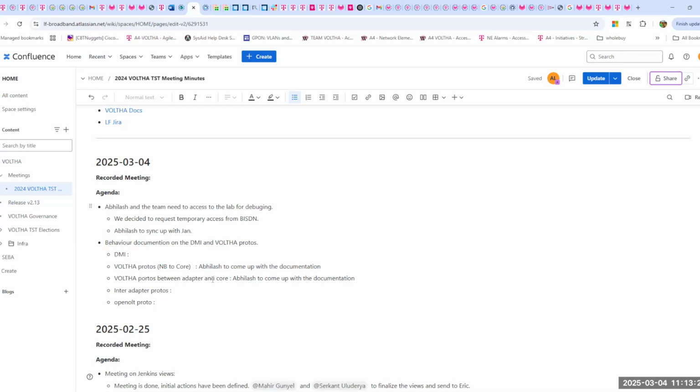Okay, I'll also come up with a better way to document this, and probably we'll have to document the tech profiles and the meter profiles as well. Yes, they are there in the VOLTHA docs, but I think a few things are missing there. So that also I will put out.